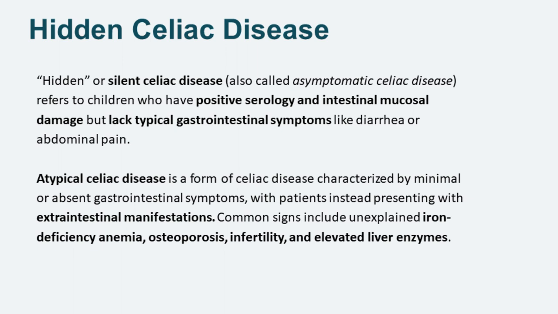Atypical celiac disease is where they don't have GI symptoms, but they have extra intestinal manifestations such as iron deficiency anemia, osteoporosis, infertility, and elevated liver enzymes. In fact, we get a lot of patients in which it's just iron deficiency anemia not responding, and we do an endoscopy and we detect them to have celiac disease.